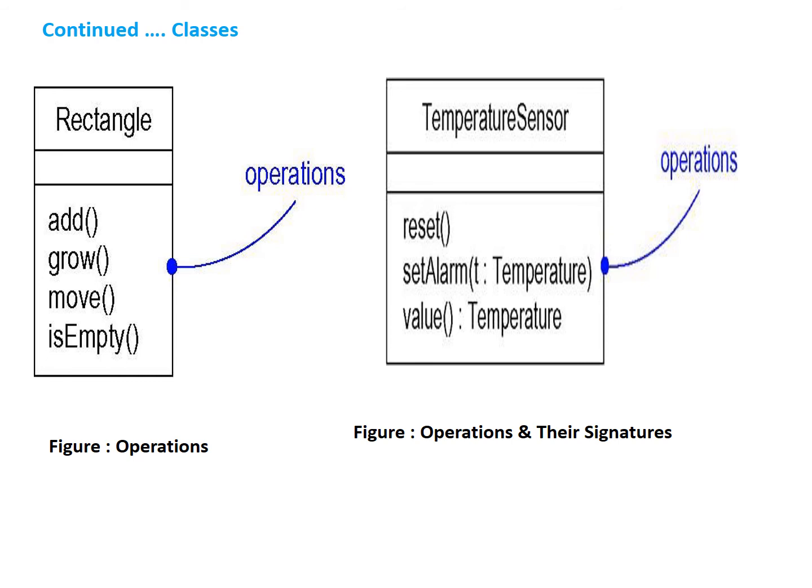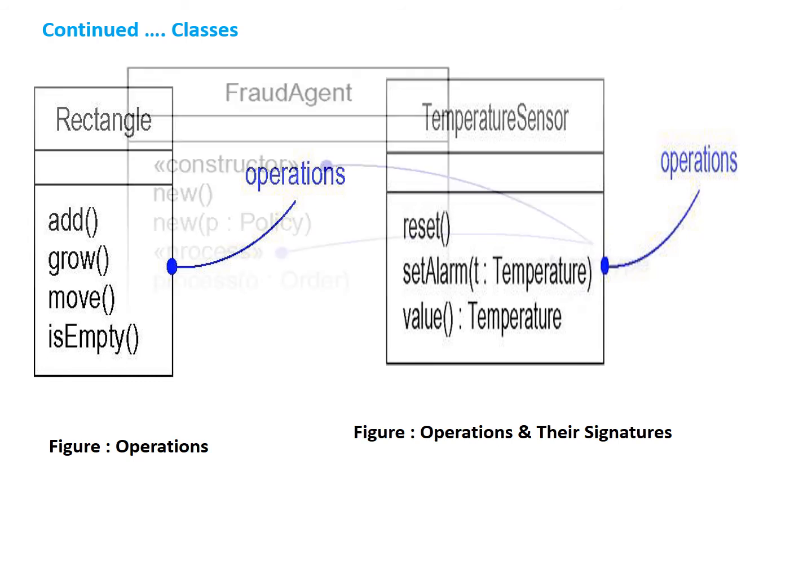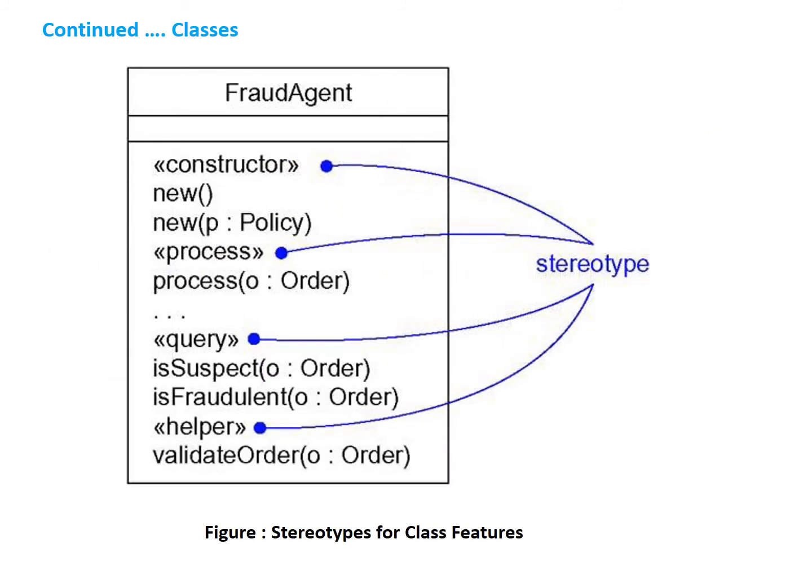To organize long lists of attributes and operations, you can prefix each group with a descriptive category using stereotypes. As shown in the figure, FraudAgent is the class with four types of operations, and these operations are stereotyped as constructor, process, query and helper.